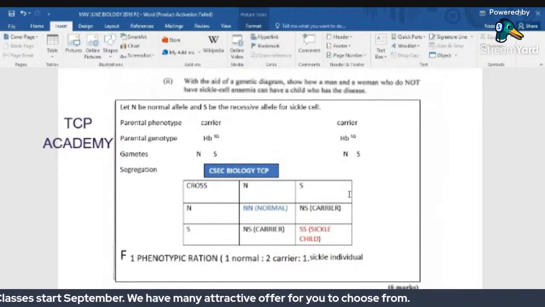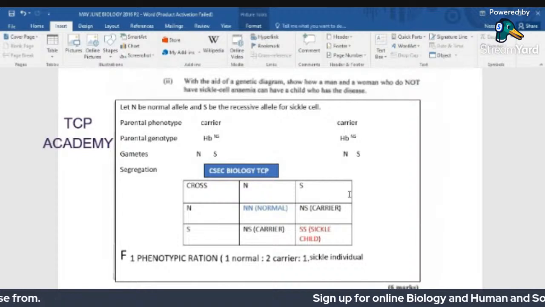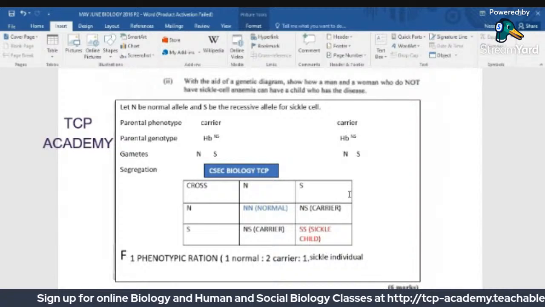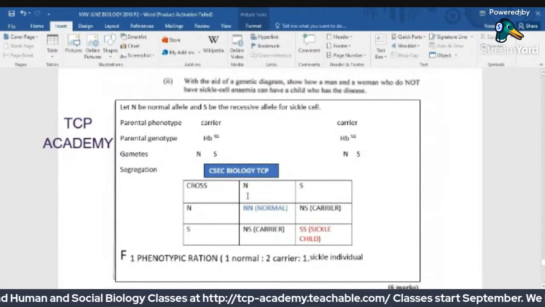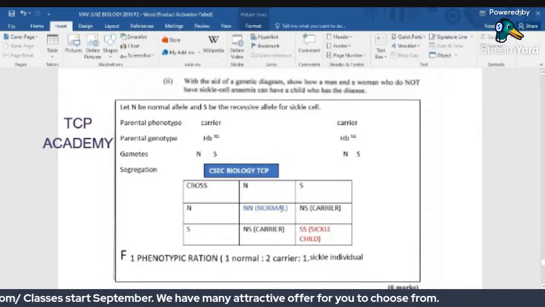So let's look at what we did. Looking at the screen, N and N intercept here, and we wrote both the genotype and the phenotype in. So the NN represents the genotype. This is going to be the possibility of one of the offspring, and we are saying this is a normal person. This person doesn't suffer from sickle cell. N and S intercept here. NS is the genotype. So this person is a carrier, and that's the person's phenotype.